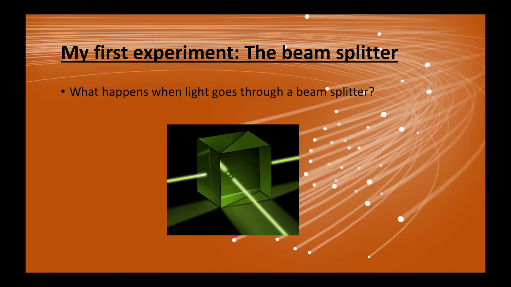So now that we know what I talked about, a wave and particle, and light being either a wave or particle, I'm going to talk about my first experiment with a beam splitter. So how does light as a wave behave when it goes through a beam splitter, and how does light behave as a particle when it goes through a beam splitter?